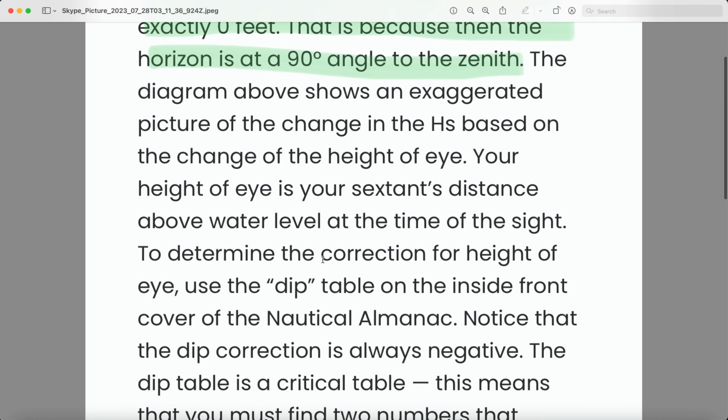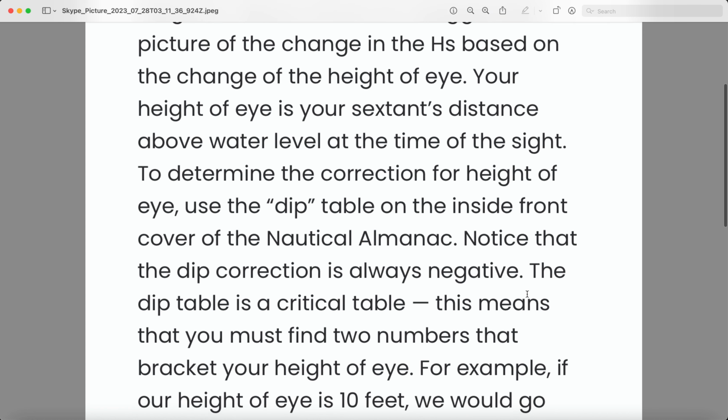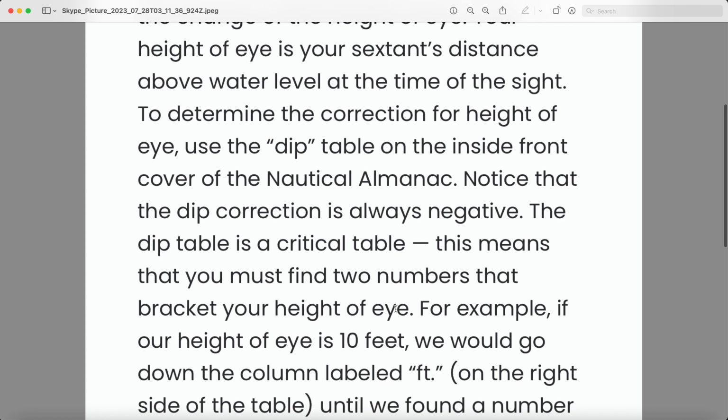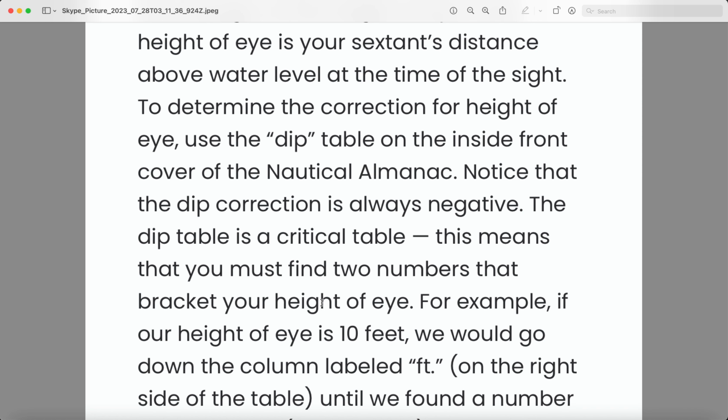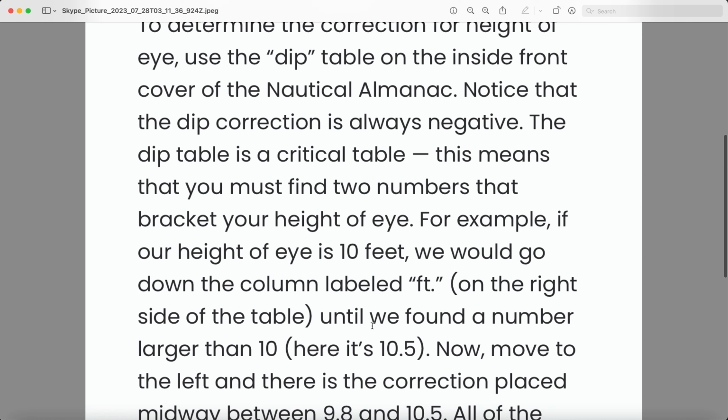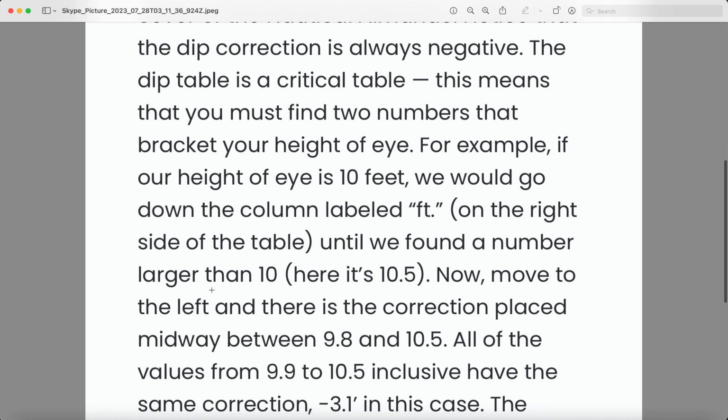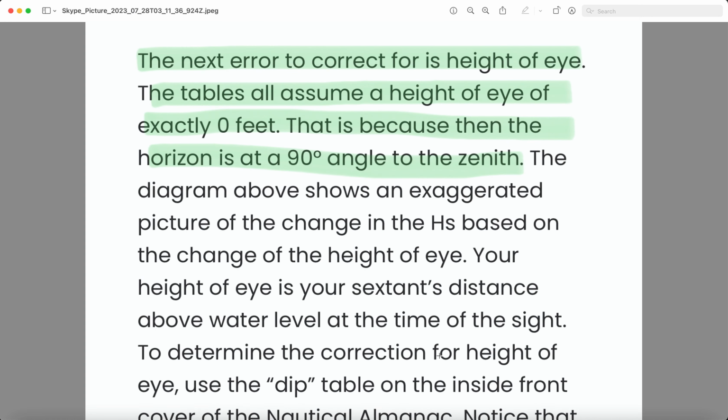To determine the correction for height of eye, use the dip table on the inside front cover of the nautical almanac. Notice that the dip correction is always negative. The dip table is a critical table. This means that you must find two numbers that bracket your height of eye. For example, if your height of eye is 10 feet, we would go down the column labeled feet on the right side of the table until we find a number larger than 10 feet. Here is 10.5. Now move to the left, and there is a correction placed midway between 9.8 and 10.5. Right. So this is what dip correction is.